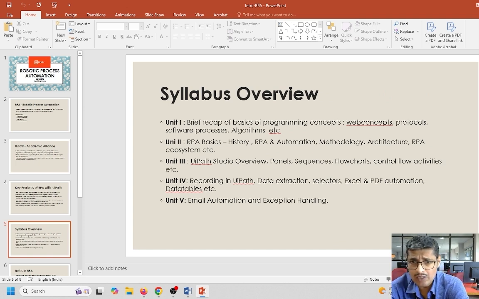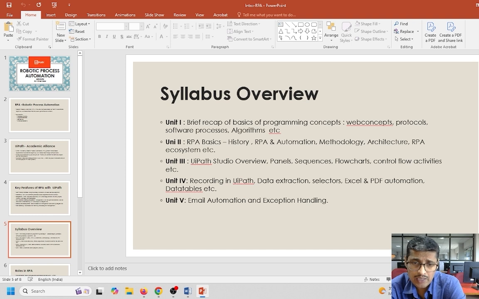Coming to the entire syllabus, in the first unit, a brief recap of basic programming concepts is going to be covered: web concepts, protocols, and software processes and algorithms. This is not exactly a part of RPA, but the things you studied in your previous semesters with respect to programming languages, that overall recap will be given in the first unit. In the second unit, the entire RPA basics will be given: the history, how RPA and automation started, the different methodologies, the architecture, and how the RPA ecosystem exists in place. Everything is going to be discussed in unit 2.